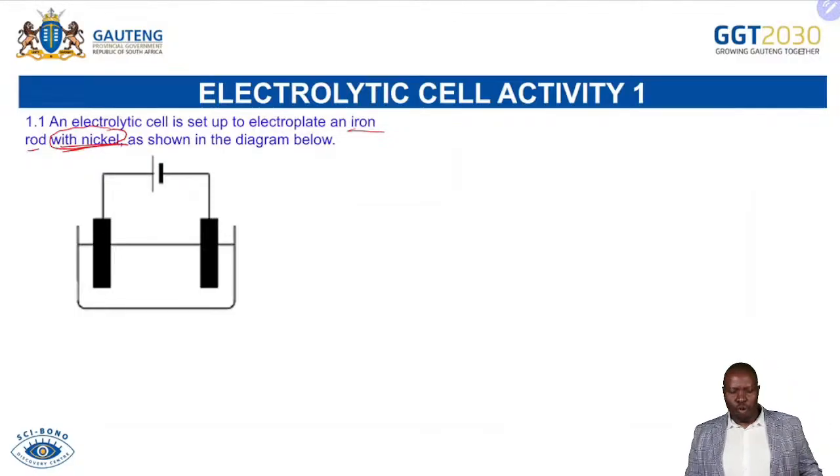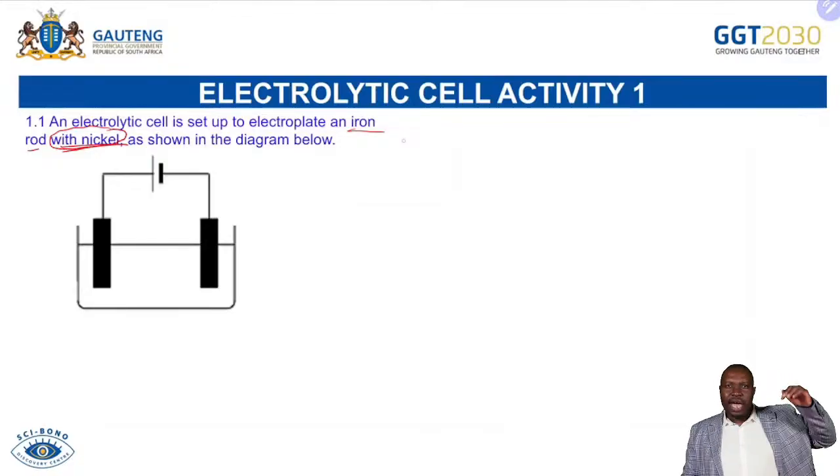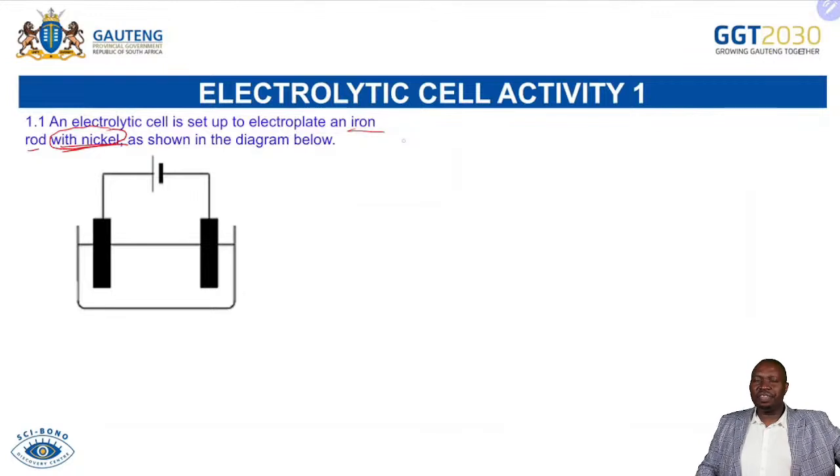Leave iron alone. Iron rod, they're just telling us the type of the rod. It's made up of iron. It can be any rod. It doesn't matter, as long as we know that we are electroplating with nickel. What matters to you is the nickel. Then the rod must be electroplated.